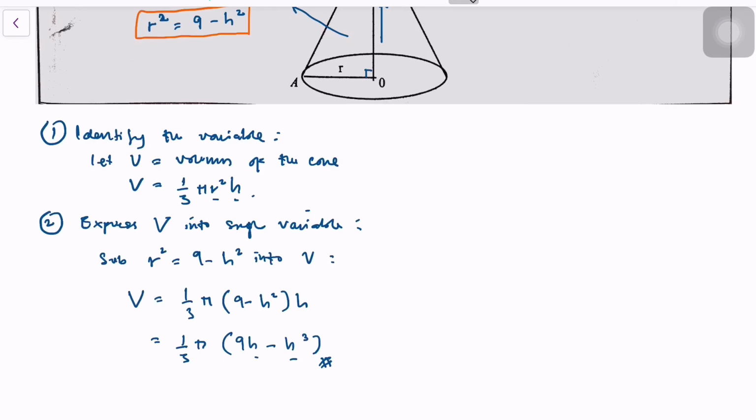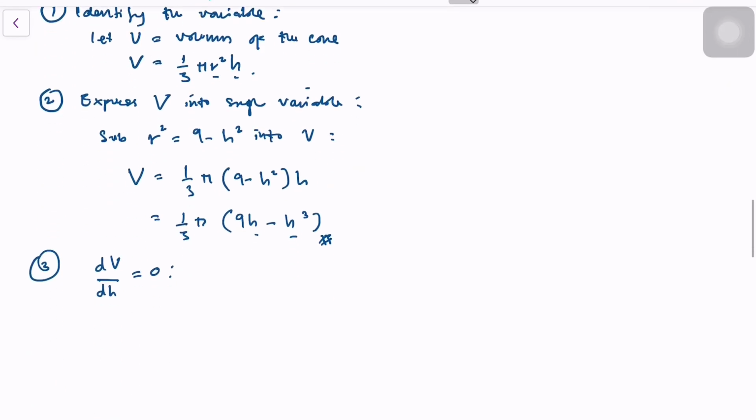Okay, then the third one, we are going to solve for dV/dh is equals to 0. Then saya akan differentiate V with respect to h, which is equals to 1/3 pi, ni constant, kita keluarkan daripada proses derivative. So bila saya differentiate 9h, saya akan dapat 9. Bila saya differentiate h kuasa 3, saya akan dapat 3h kuasa 2. Alright, so this is actually for my derivative, which is equals to 0.